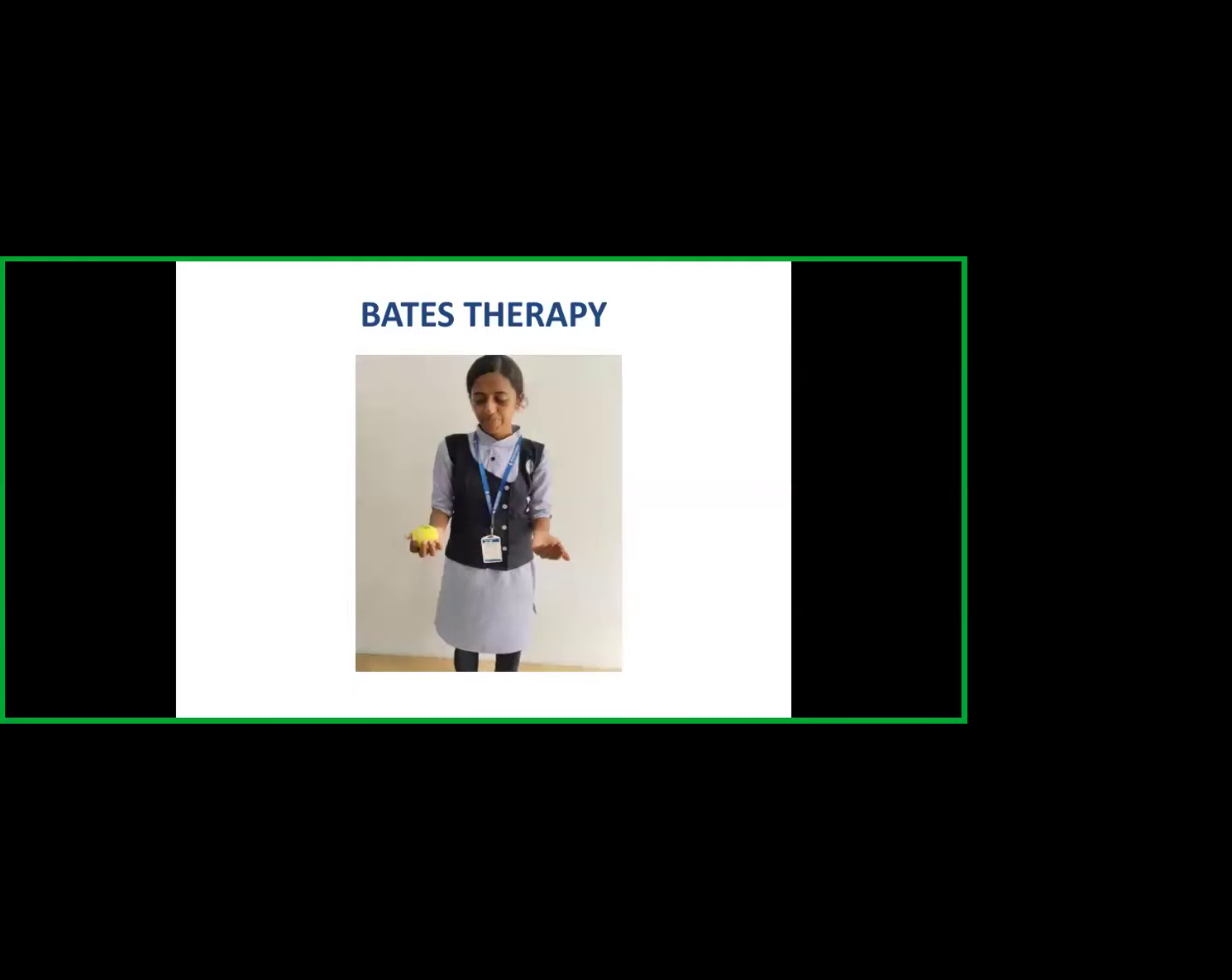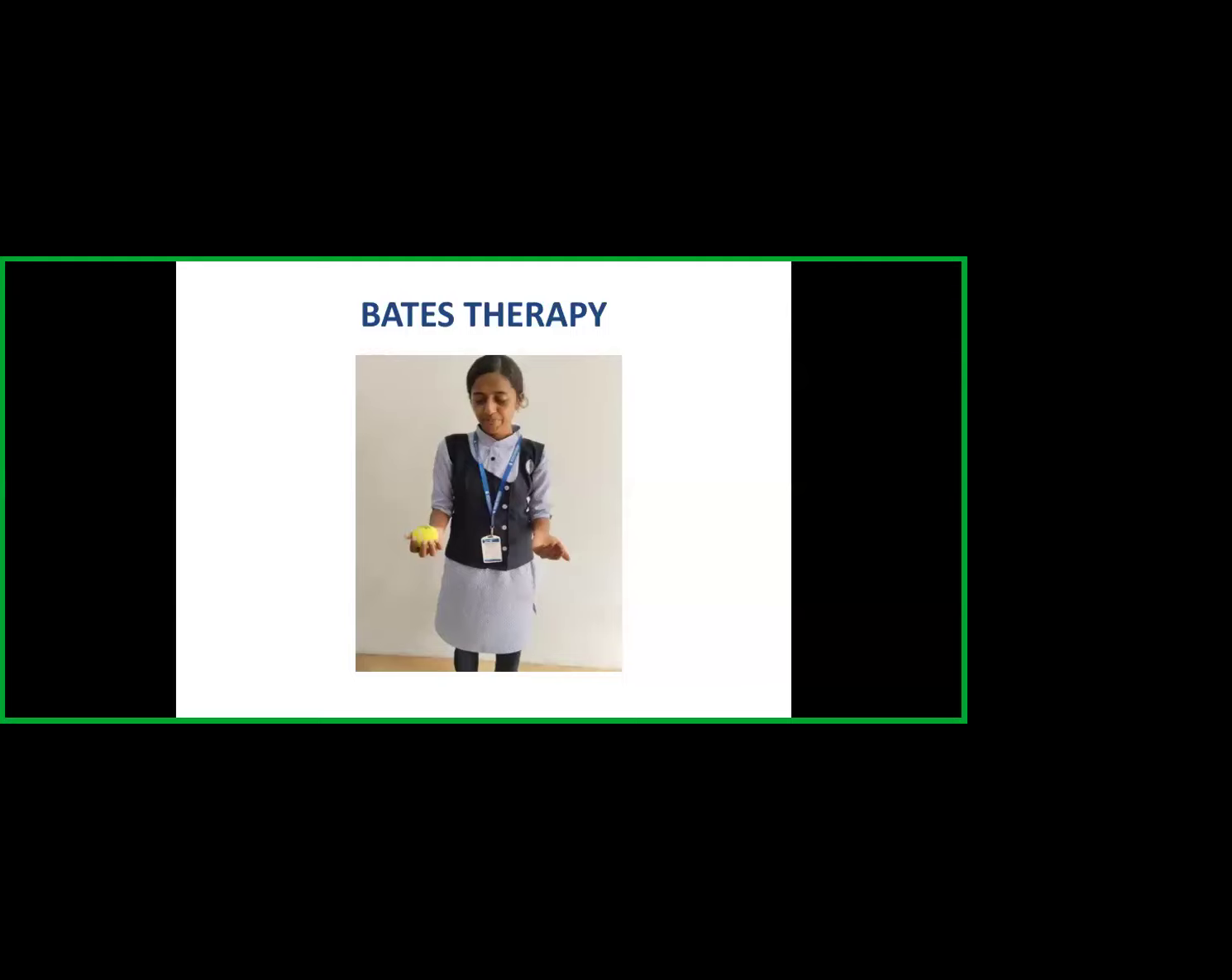This is another technique. This is one of my patients. She was also doing base therapy only. But in this technique, different from the other one, the patient will be holding a tennis ball in one hand and it will be thrown to the other hand. The patient will be throwing the ball with one hand and catching it with the other hand.